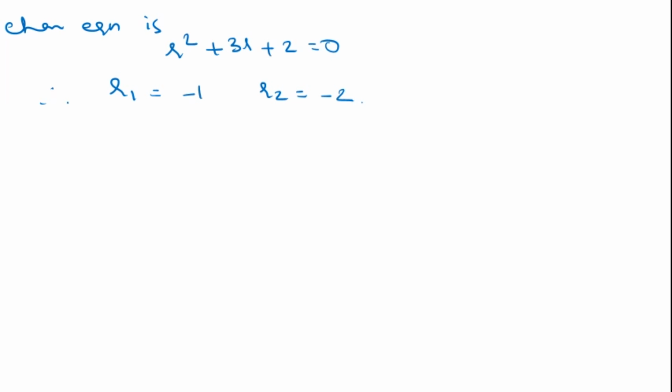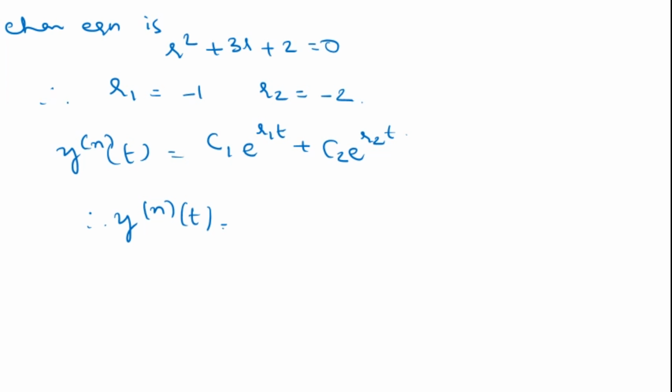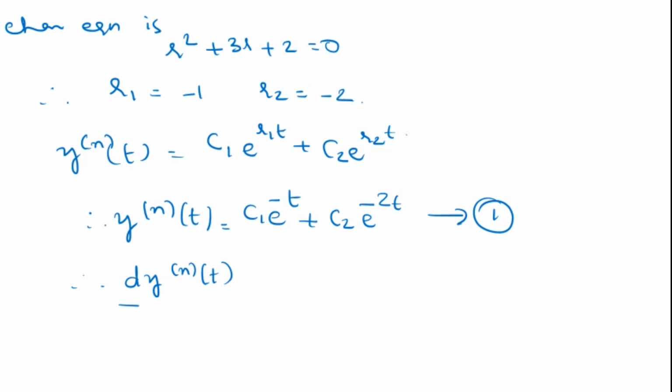Since both the roots are real, the natural response yn(t) is equal to c1 e^(r1 t) plus c2 e^(r2 t), or yn(t) is equal to c1 e^(-t) plus c2 e^(-2t). Call it as equation number 1. Then dyn(t)/dt is equal to minus c1 e^(-t) minus 2c2 e^(-2t). Call it as equation number 2.